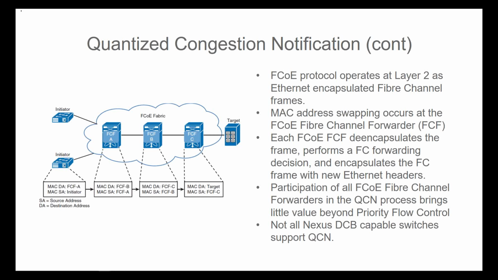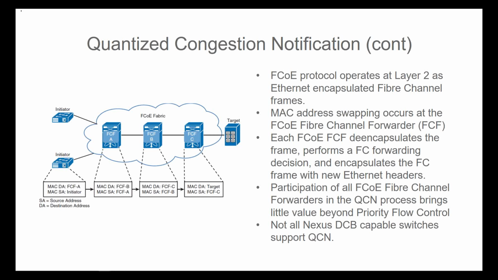In a normal layer 3 network with IP switches, each time it goes through a routed hop, it's going to replace the IP header with the source and destination. When it gets to this layer 2 MAC swapping, it's routing on a per-hop basis, but it's using the MAC addresses.